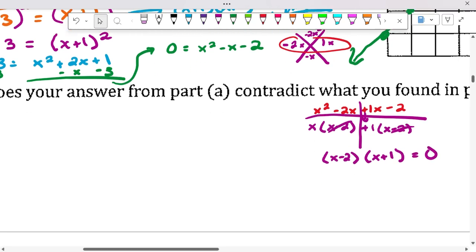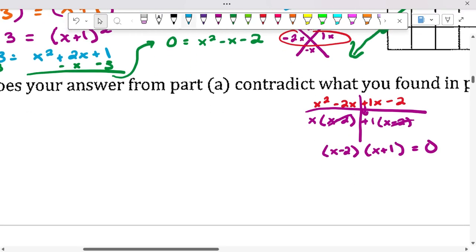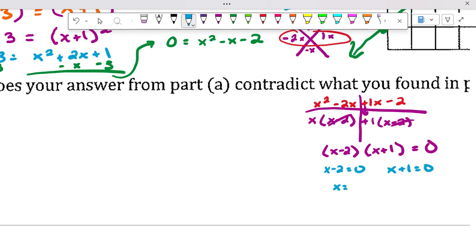Still equal to 0. So how do I solve? What's the last step? You guys did amazing on this section when you took the test. Come on, you got it. Set them both equal to 0 and solve. So x is equal to what two numbers? 2 and negative 1.